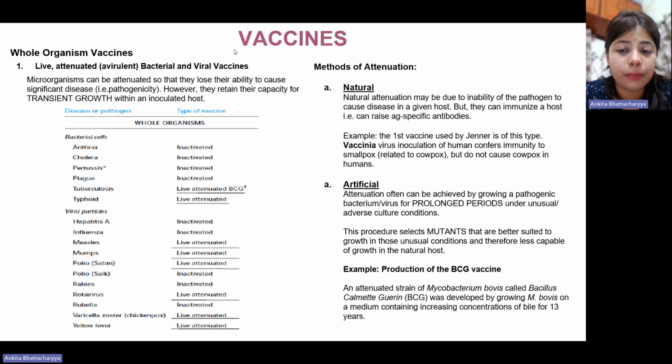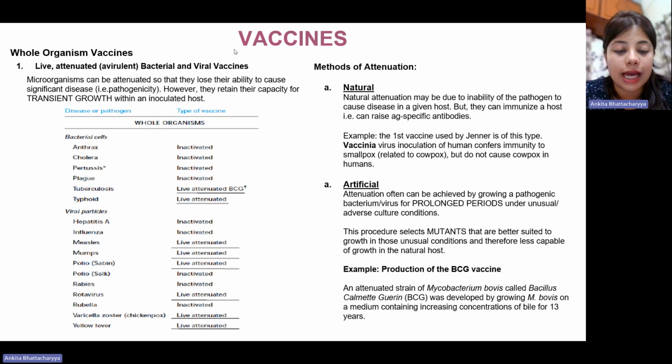For example, production of the BCG vaccine or the Bacillus Calmette-Guerin vaccine. What is it? An attenuated strain of Mycobacterium bovis is called Bacillus Calmette-Guerin. Again, what you need to keep in mind is that you are not using the Mycobacterium tuberculosis, the pathogenic strain of the bacterium. Instead, you are using a different strain which has the immunogenic capacity but is not disease causing in this case.